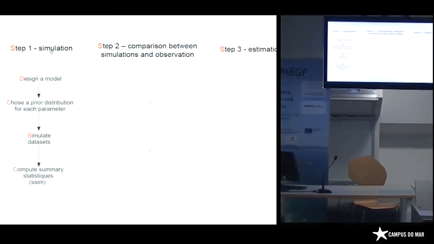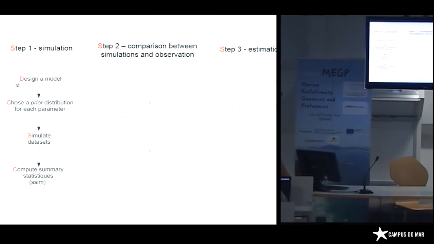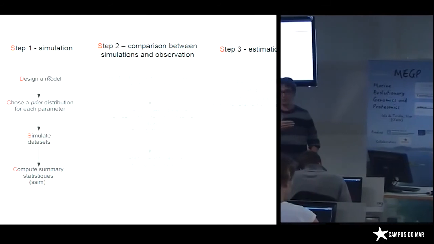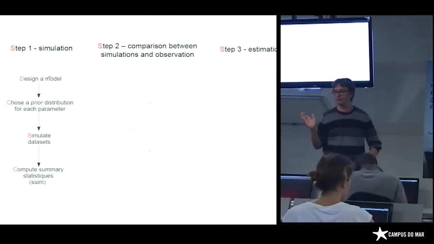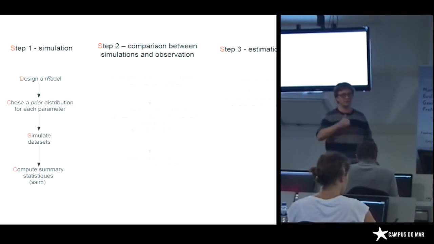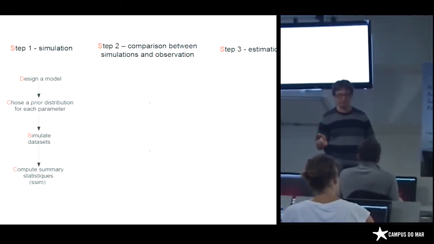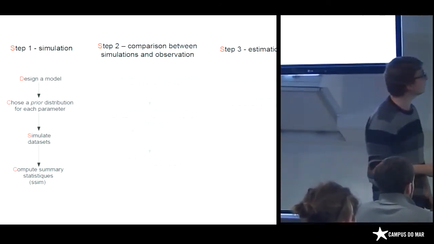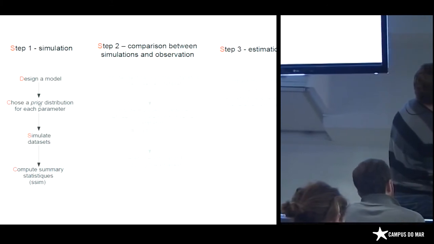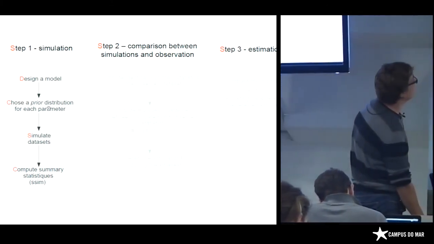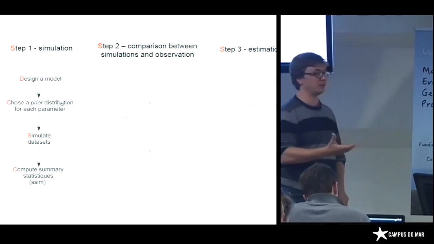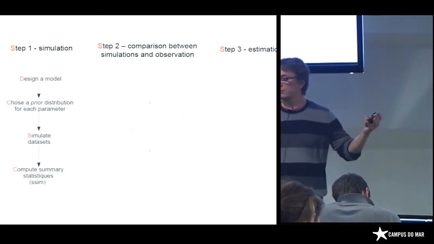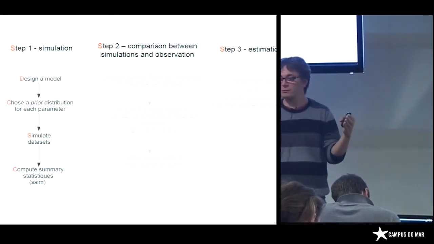Okay, so step one, simulation. You have to design a model. So today the models are the 4 models I showed you yesterday: isolation without gene flow, isolation with gene flow, secondary contact, or ancient migration. You have to have the distribution of the parameters a priori. So usually there are uniform distributions between 2 extreme values.